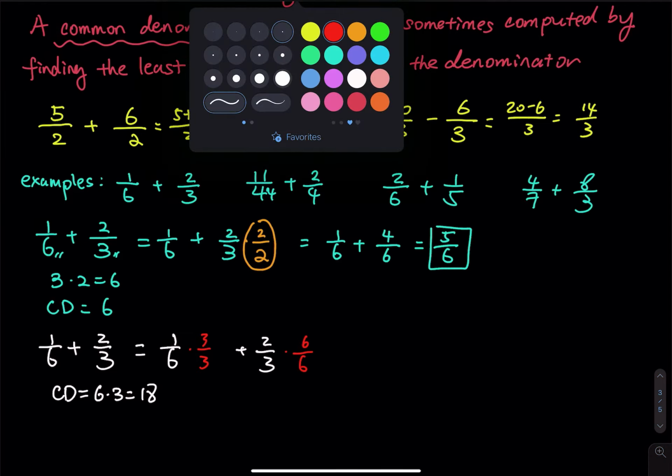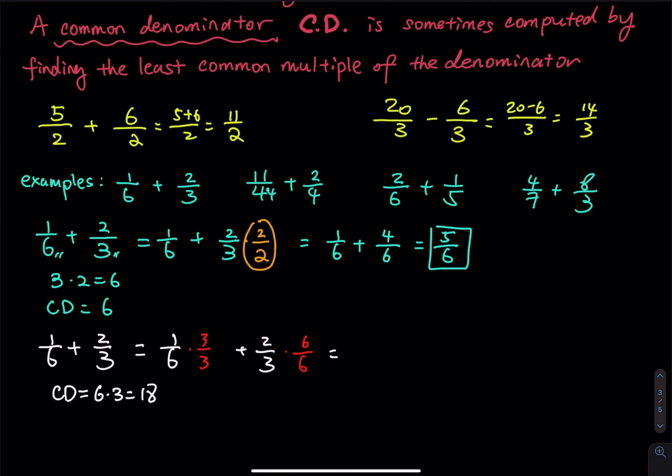Okay, then we do the multiplication. Top times top, bottom times bottom. 1 times 3 is equal to 3. 6 times 3 is equal to 18. And then 2 times 6 is 12. 3 times 6 is 18. Then you have 15 divided by 18, right? Okay, then we box this and then you ask me the next question.